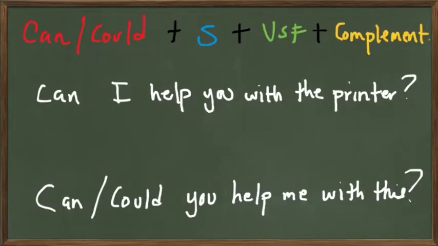Let's move on to the next one, making questions. So to make a question, we are required to use can or could in the beginning, and then subject, then verb in simple form, as well as complement. And in the result, we have, can I help you with the printer? Can I help you with the printer? Or, could you help me with this?